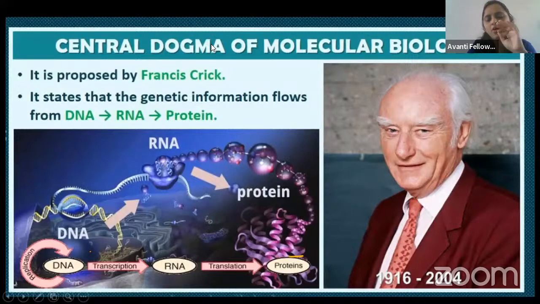The central dogma of molecular biology. Everyone knows that. In the multiple choice, they may ask you. Remember, guys, the central dogma of molecular biology was given by Francis Crick. What he said is that the DNA is present in the nucleus. The information present in the DNA is utilized for the synthesis of mRNA, right or not? Then the information present in the mRNA is utilized for protein synthesis, right or not, guys? That is what we call the central dogma of molecular biology.